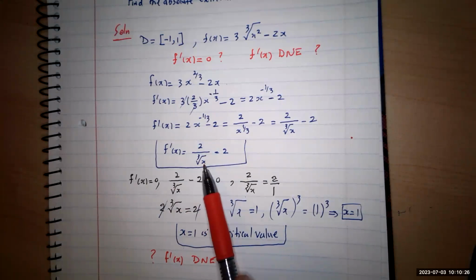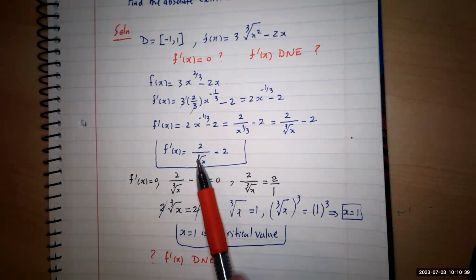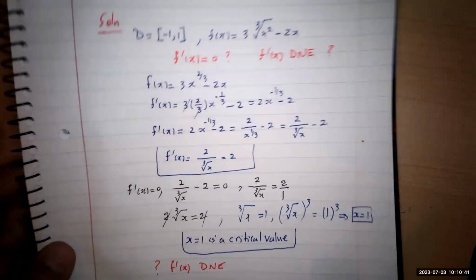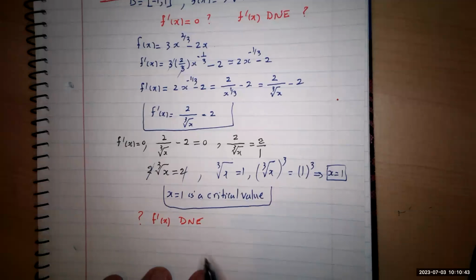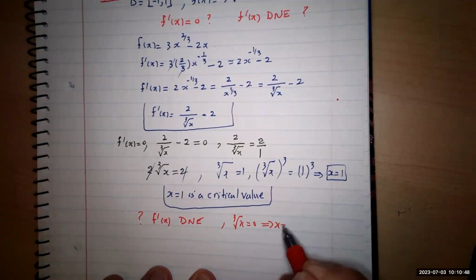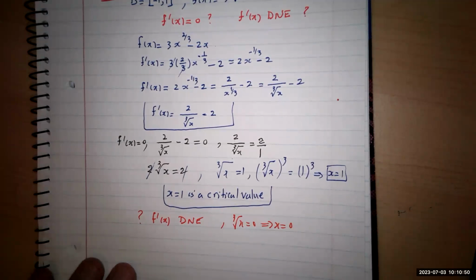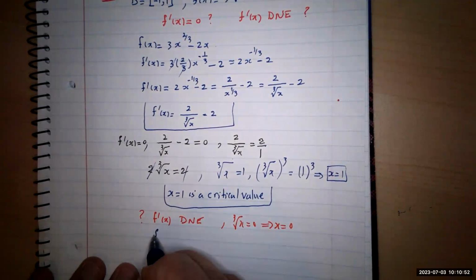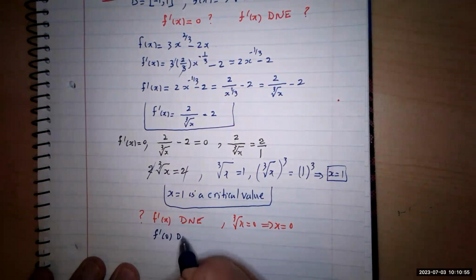Any suggestion? If you plug which number for x, the denominator will be 0 here? Number? 0. Excellent. 0. So it's f prime of 0. Remember, you let it equal to the 0. If you have difficulty to find it, denominator equal to 0 gives x equal to the 0. So you explain that, oh, f prime of 0 does not exist. This is where you get the vertical tangent line.